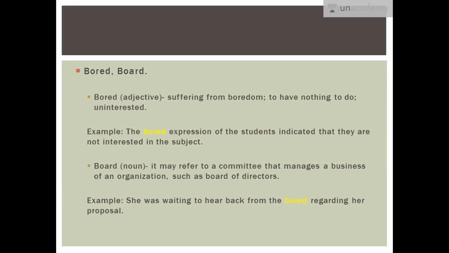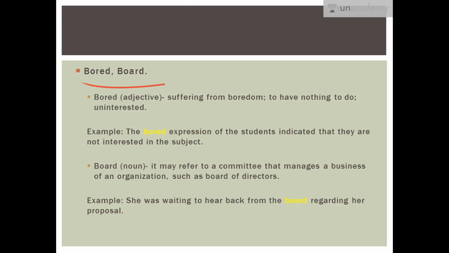Set of words, which is called bored and board. Now bored is an adjective, and it's basically defined as suffering from boredom, or to have nothing to do, or very uninterested about everything. Like right now I'm very bored, so it's basically like I'm not interested in anything, no matter how interesting it is, no matter how much my friends are forcing me to go to the party or whatever. I'm very bored and I'm not very interested in any of this.